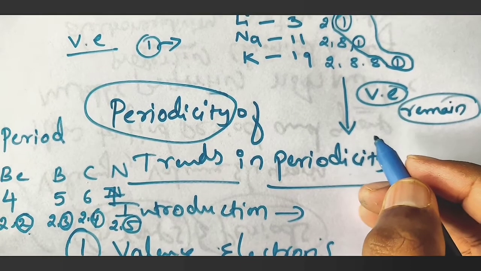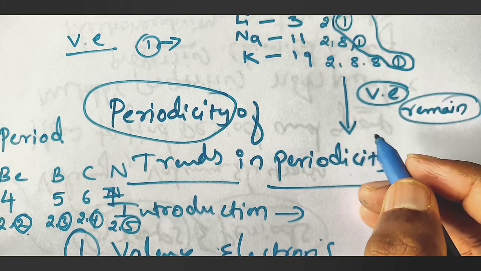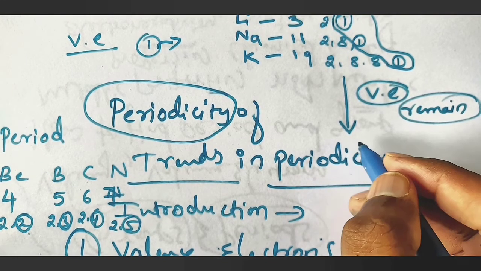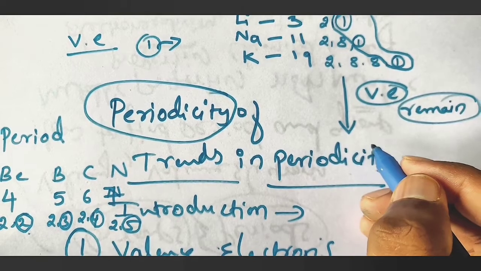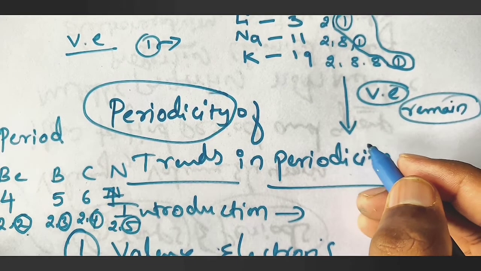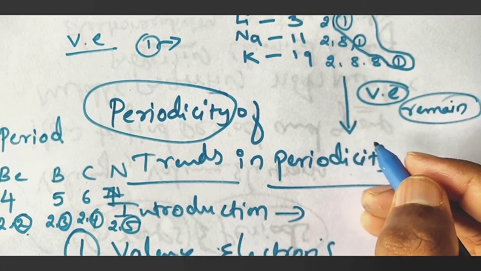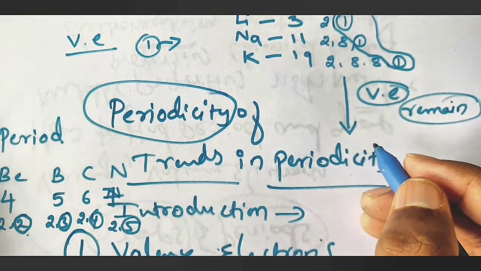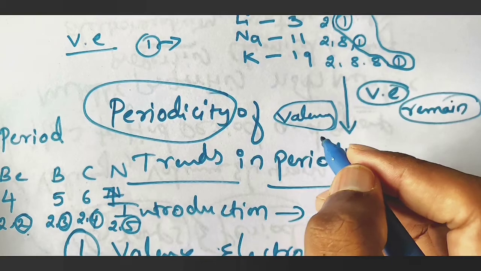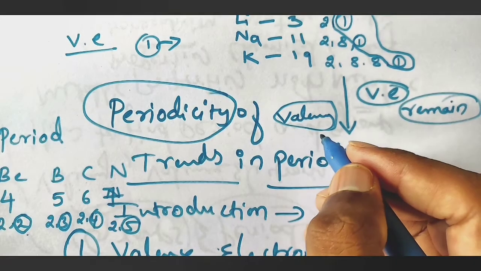But in the period, due to the increasing valence electrons as we move left to right, their chemical properties are not the same. Clear? So this is about valence electrons. By knowing the valence electrons, we can easily find out the valency. So what is our next topic? That is valency.